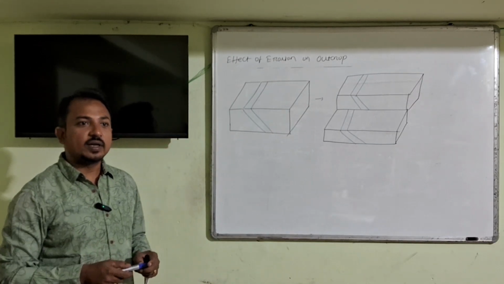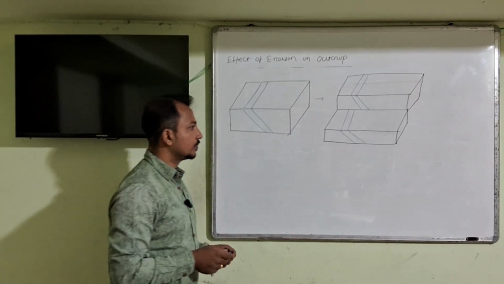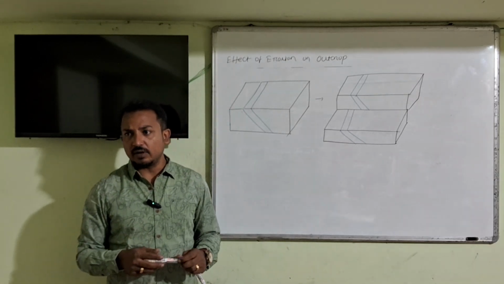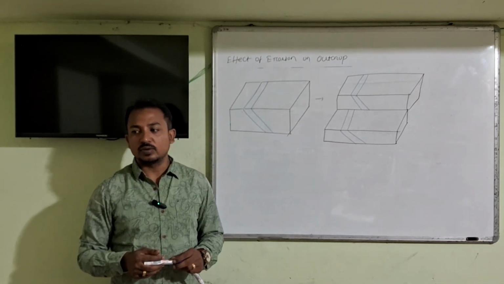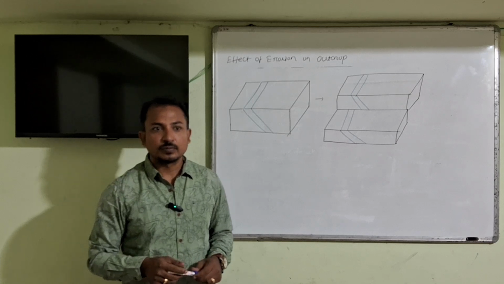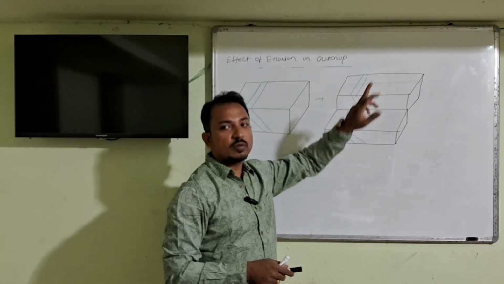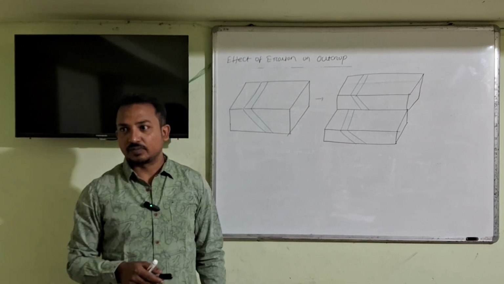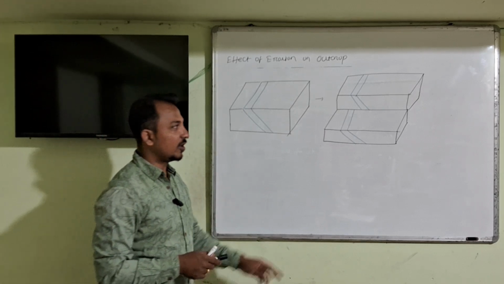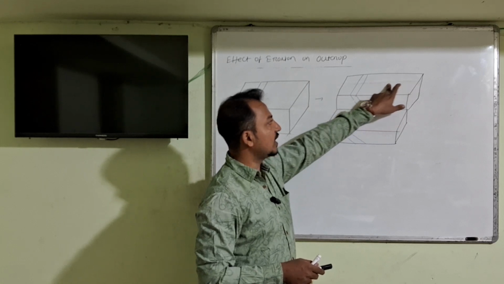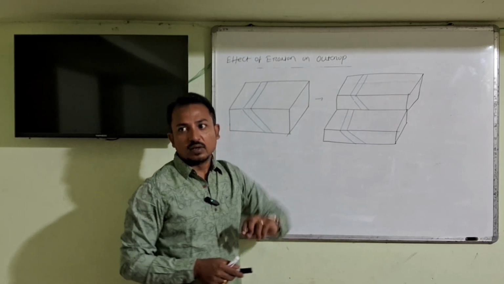Next comes the case of a dip fault. Here also, how will erosion affect the outcrop? It is a dip fault because the strike of the fault plane is parallel to the dip direction of the bed. This is the strike of the fault plane, and the dip direction is in this direction.